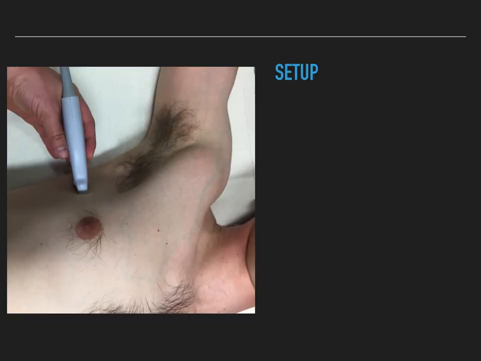The setup. As with any volume block, the patient should be on the monitor to watch for signs of local anesthetic systemic toxicity. The patient can either be supine for an anterior approach or lateral decubitus for a posterior approach. We'll stick with supine and an anterior approach for this video, given the discomfort many patients with rib fractures have in trying to lie on their side.